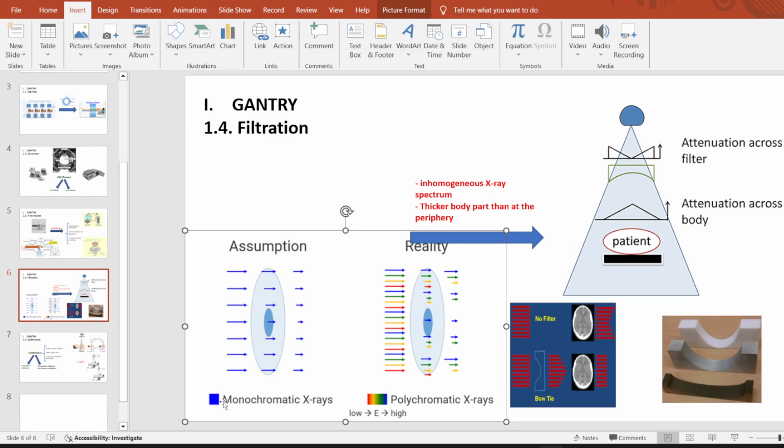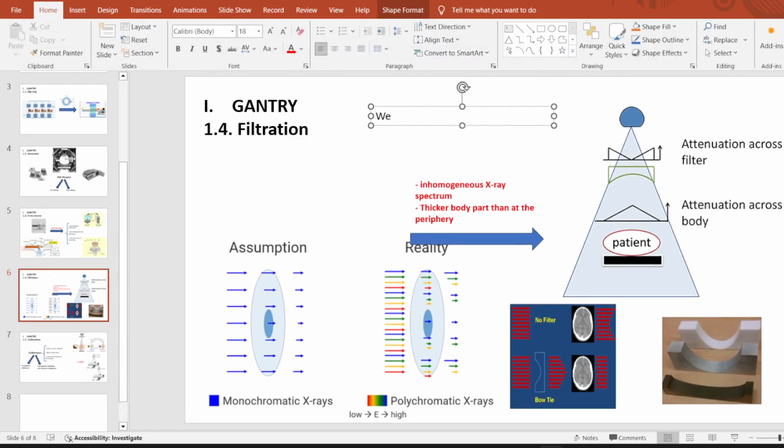And in other words, sometimes you will hear the term, let me text it for you, hardening the beam. What does it mean? Initially the beam was soft. Soft means polychromatic: too many photons with a variety of wavelengths and frequencies in our beam, right? And after going through the filtration, our beam is now monochromatic. Just like that, my friend.